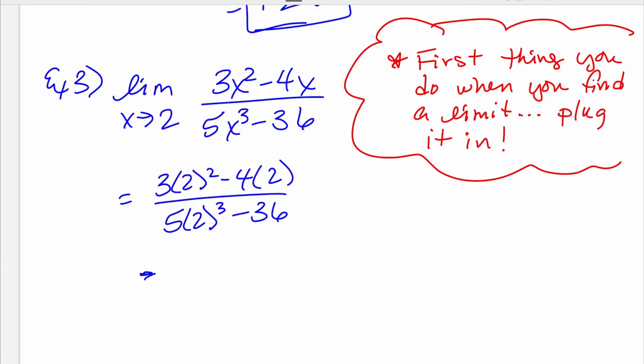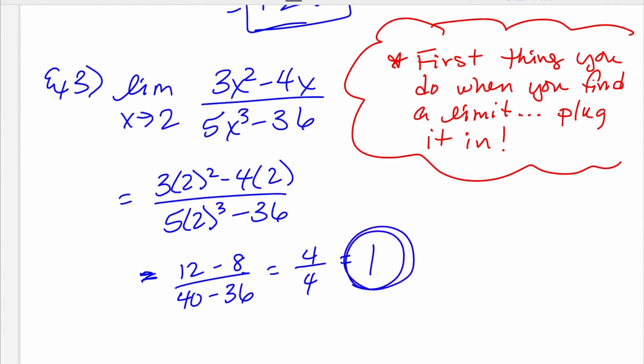So 3 times 4, pardon me, is 12 minus 8 over 8 times 5 is what? 40 minus 36. So I've got 4 over 4, giving me a 1 out of that deal. That's my limit. All right? Very first thing you do is plug it in. If you come up with issues once you plug it in, we'll talk about that. But very first thing you always do is plug it in.